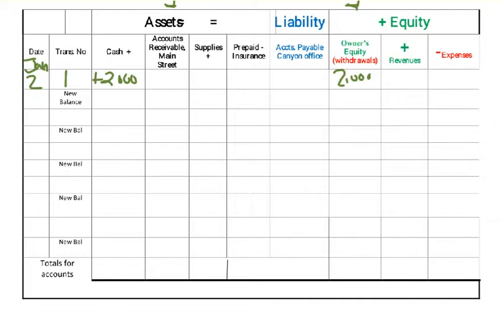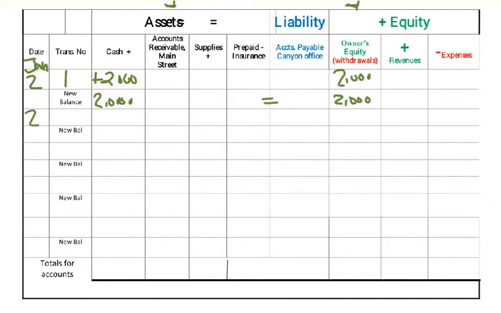Now, we want to make sure that we balance, so we bring down the balances of all the accounts. So the new balance in the cash account is $2,000. And the new balance in the owner's equity account is also $2,000. You look and see, do our assets equal the liabilities plus owner's equity? Our cash assets equal that. Do we balance? Yes, we do. Now we move on to our next.